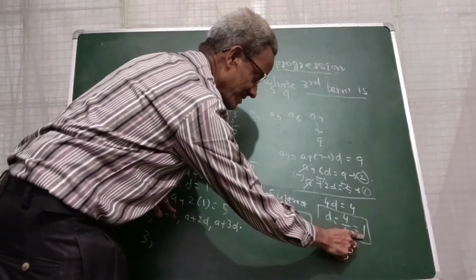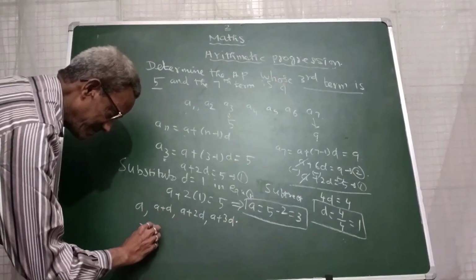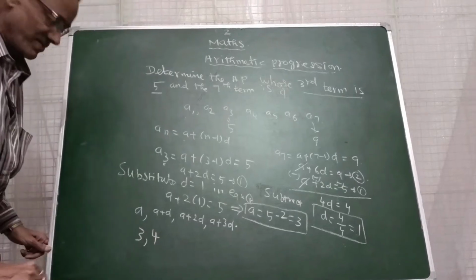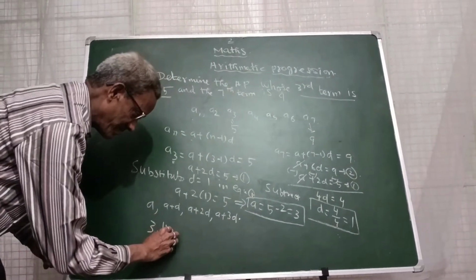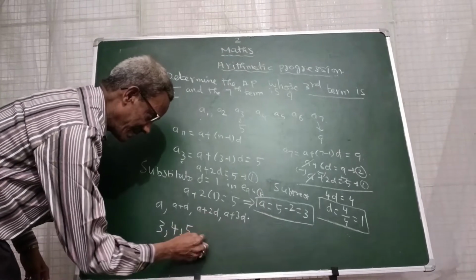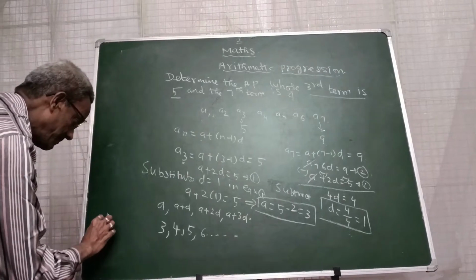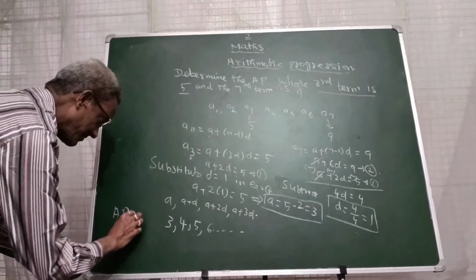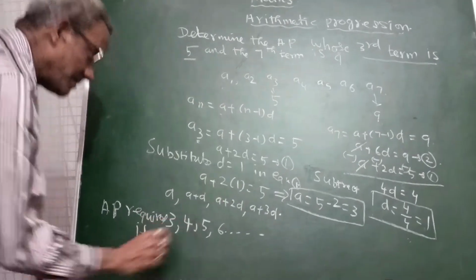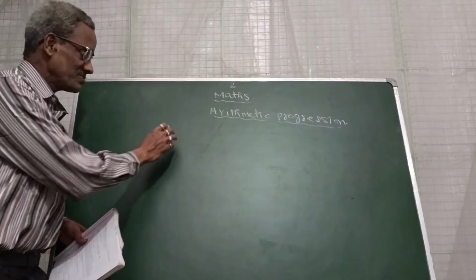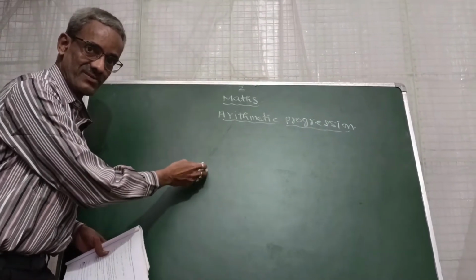What is the common difference you got? 1. So 3 plus 1 added, because a plus d is given. 3 plus 1 added, how much you get? 4. Okay. Again one more common difference is added. 4 plus 1, how much you get? 5. Again another one added, how much you get? 6. So now we got that this is the AP required. Therefore, the AP required is 3, 4, 5, 6.